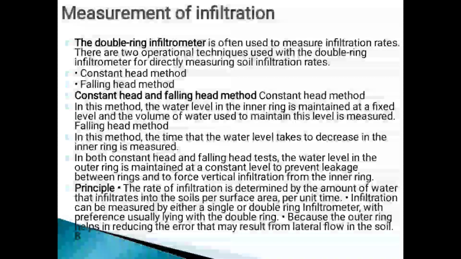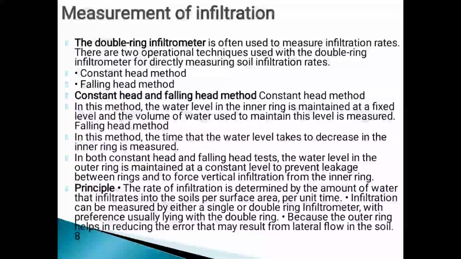Next one, measurement of infiltration. It is the first we saw, the double ring infiltrometer. There are two operation techniques. First one, constant head method, and second, falling head method. As we know, constant head means the level of the inner ring is maintained at a fixed level. The volume of water used to maintain this level is measured.